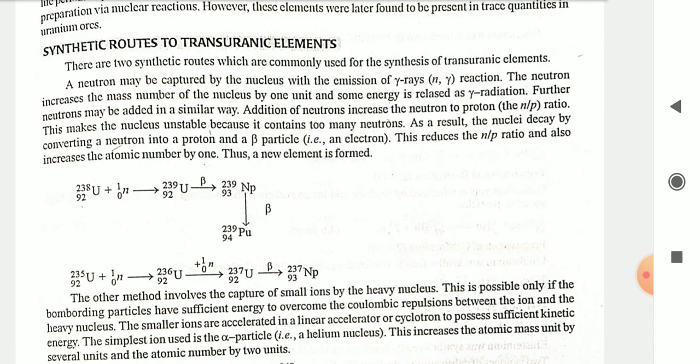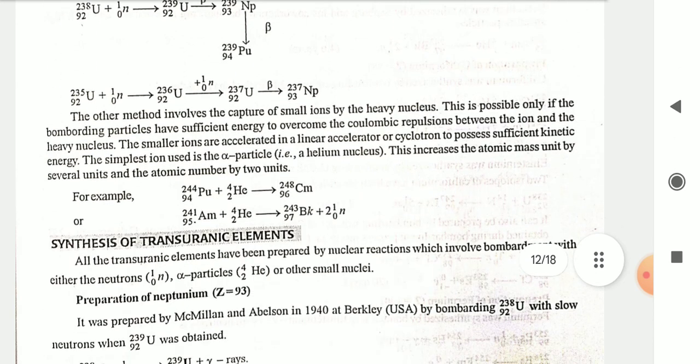The other method involves the capture of a small ion by the heavy nucleus. This is possible only if the bombarding particle has sufficient energy to overcome the Coulombic repulsion between the ion and the heavy nucleus. The smaller ions are accelerated in a linear accelerator or cyclotron to possess sufficient kinetic energy. The simplest ion used is the alpha particle, a helium nucleus. This increases the atomic mass by several units and the atomic number by 2 units.